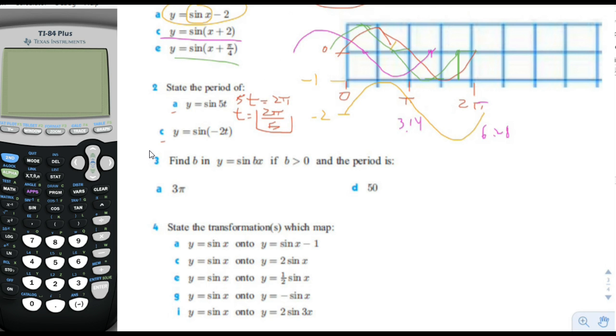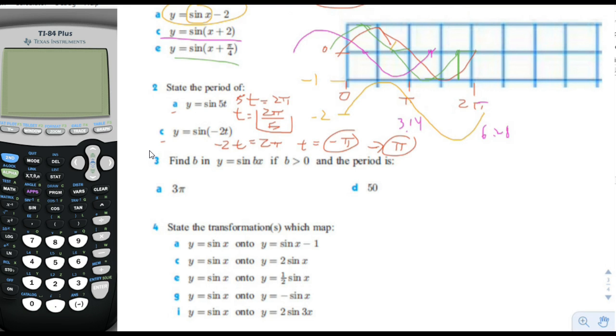And the period for c, you would do the same thing. You would say negative 2t is equal to 2 pi. So t is equal to 2 pi divided by negative 2, which is negative pi. So the period is negative pi. You can just change that to positive pi, because period can't be negative.